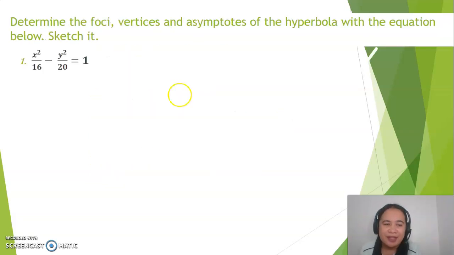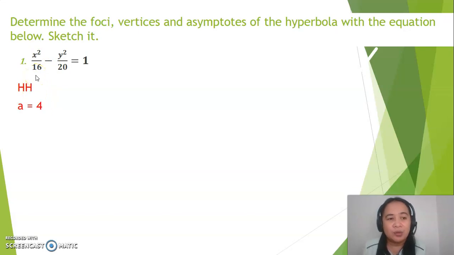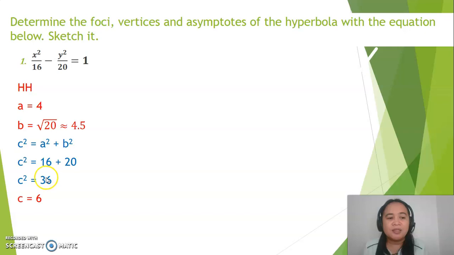Now, let's have this. Identify the foci, vertices, and asymptotes. In this case, x squared is subtracted, so therefore it is horizontal. The value for a is 4, and the value for b is square root of 20, or around 4.5. To find c, we will simply substitute here. So get the square root of 36, we will end up with 6.